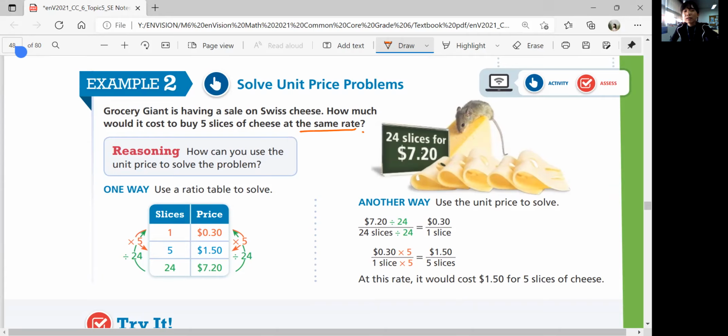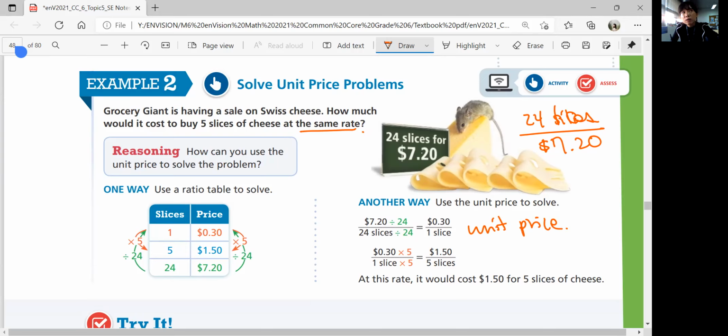24 slices for $7.20. So that's already our ratio: 24 slices per $7.20. You can either make a table or you can make a fraction and make proportions. If you first find the unit price, so unit price is like a unit rate, except you're talking about the price instead of hours or minutes. It costs 30 cents per slice of Swiss cheese.